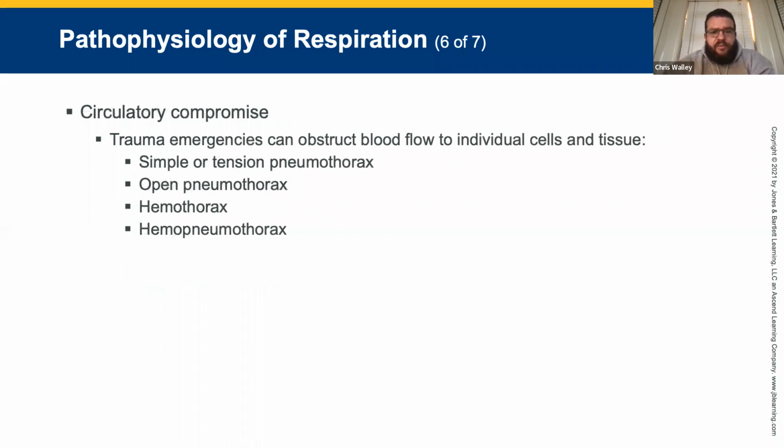Some of your circulatory compromise, obstruction of the blood flow to individual cells and tissues, can relate to trauma emergencies. So a simple pneumothorax, a tension pneumothorax, an open pneumothorax, hemothorax, and a hemopneumothorax. Y'all tell me what those are. There should be 5 that y'all can tell me real fast.